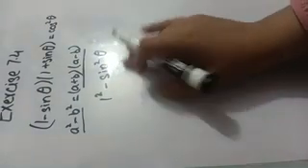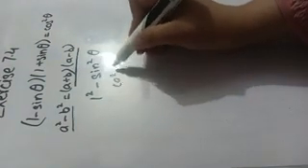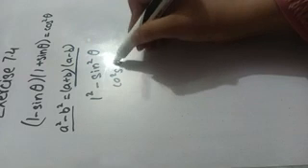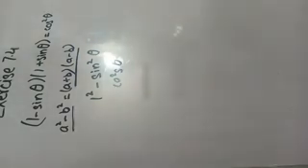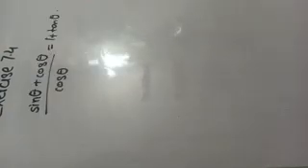As you know, 1 minus sine square theta is equal to cos square theta. So put the value of it, cos square theta. So the left hand side is proved, equal to the right hand side. Now move on to question number 8. So this is question number 8.